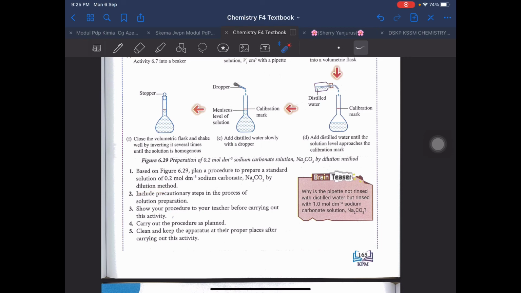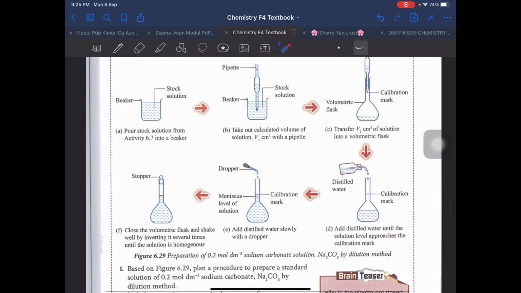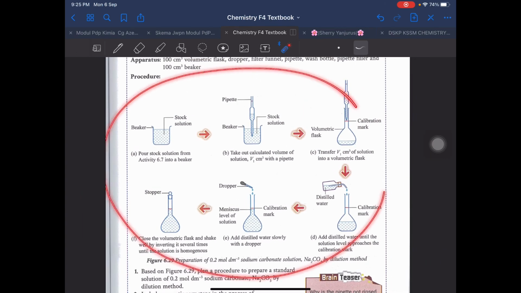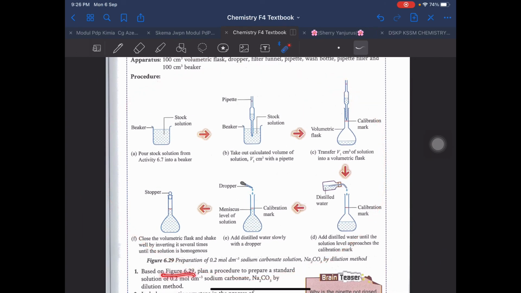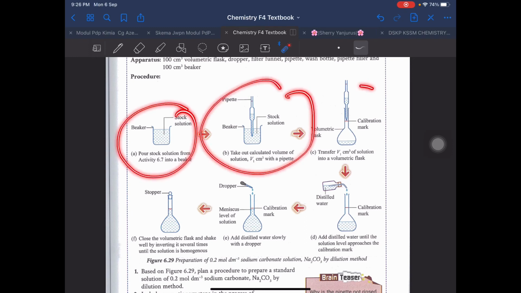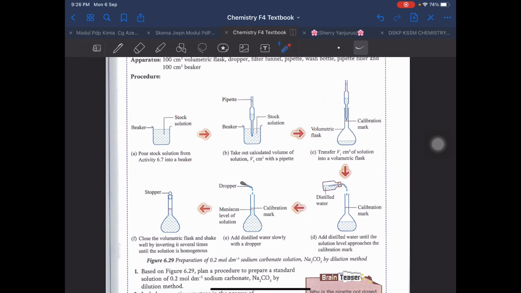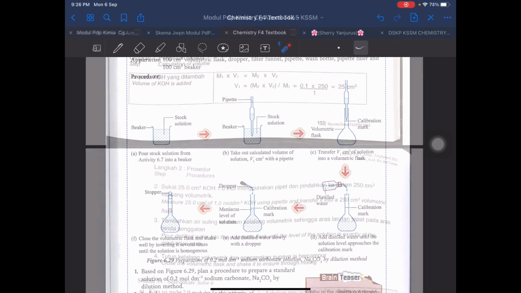Buku teks ini, it requires you to plan on your own. Tetapi, the textbook already gave you the picture. Based on figure 6.29, inilah figure 6.29. What you need to do is, based on this picture, kamu perlu rangka procedure. Tuliskan ayat dia. You need to do the lab report as well for this one. Okay? Rangka dia punya jalan kerja.